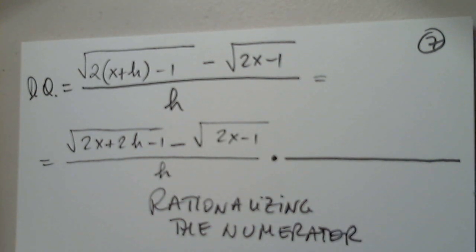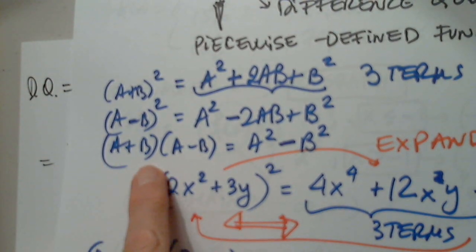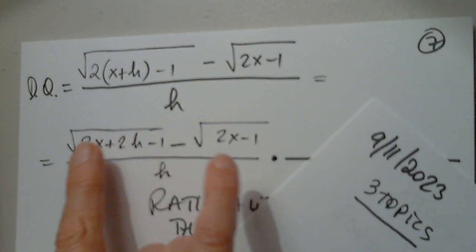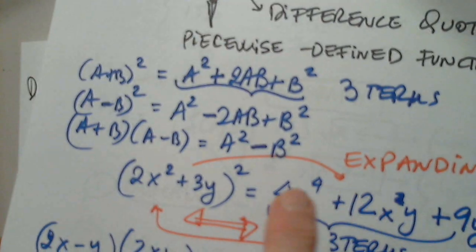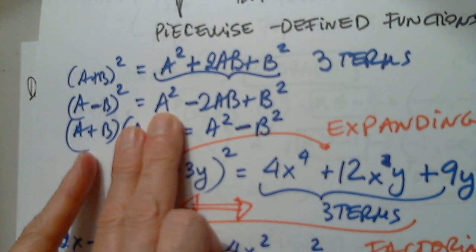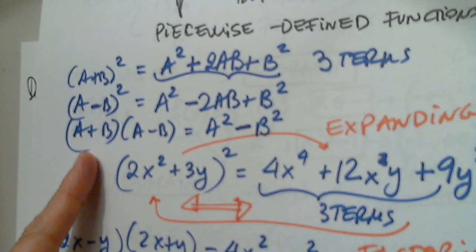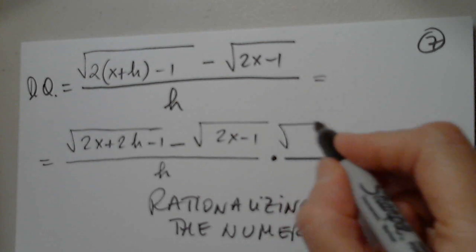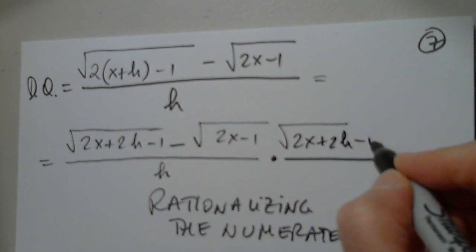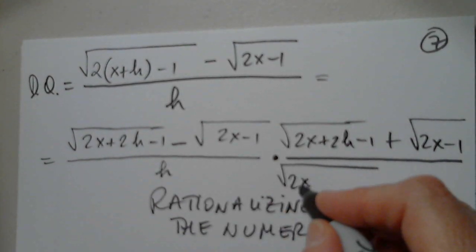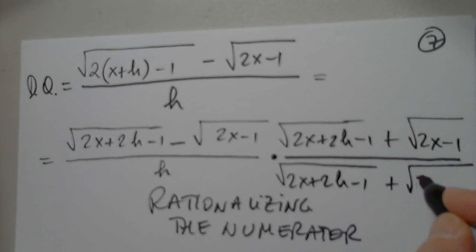And I'm coming back to the first thing we discussed, which is the difference of squares. So see here, this is a minus b. So I need to multiply by a plus b to get this. But I'm multiplying and dividing by a plus b. So I have the square root of 2x plus 2h minus 1 plus the square root of 2x minus 1, and I have to divide by the same thing, the square root of 2x plus 2h minus 1 plus the square root of 2x minus 1.